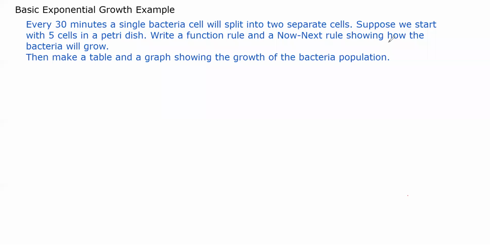Okay, so here's our basic exponential growth example. Every 30 minutes, a single bacteria cell will split into two separate cells. Suppose we start with 5 cells in a petri dish. Write a function rule and a now next rule showing how the bacteria will grow. Then make a table and a graph showing the growth of the bacteria population.